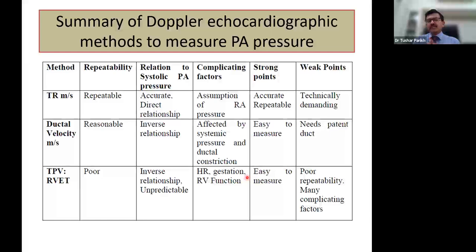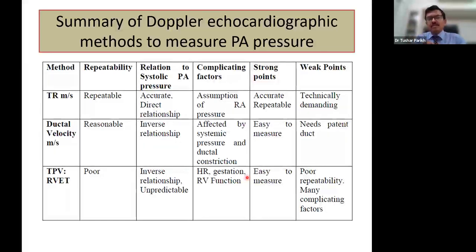Second is ductal velocity. It has reasonable repeatability. There is an inverse relationship with systolic pulmonary artery pressure, so the velocity reduces. If the pressure is high, the velocity is less, and it is affected by systemic blood pressure and ductal constriction. So for this, you need to have the systolic blood pressure in your hand, and you also need to make sure that there is no ductal constriction. It is easy to measure and needs a patent duct.